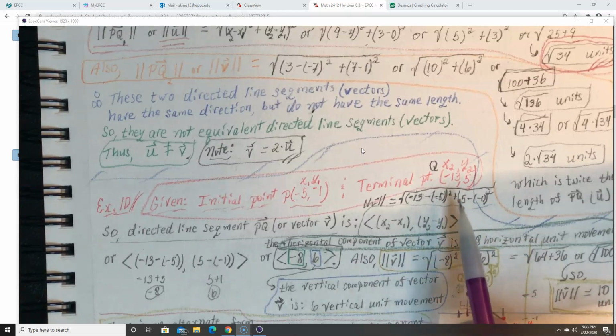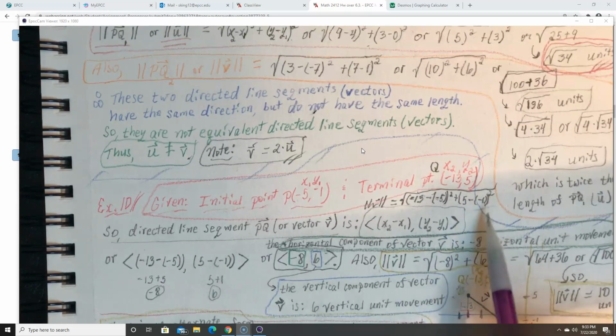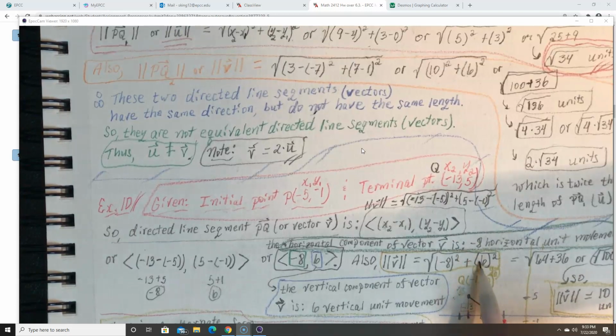plus y2 minus y1. 5 minus negative 1. 5 plus 1 is 6, so 6 squared. So I have that right here.